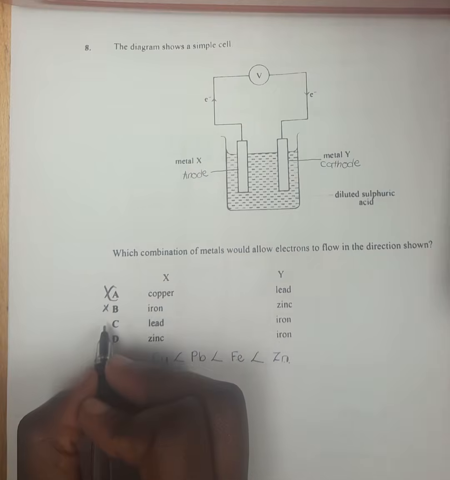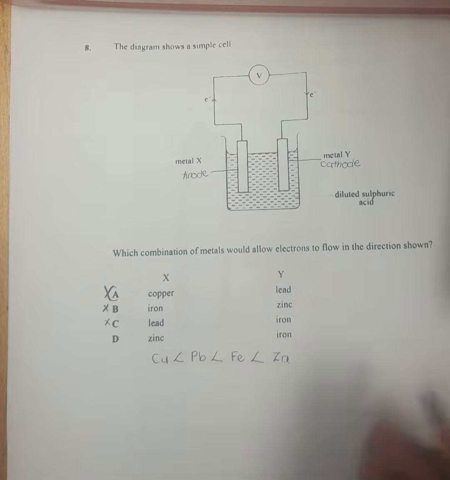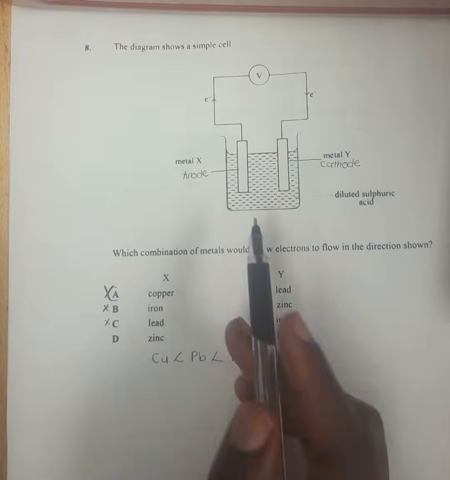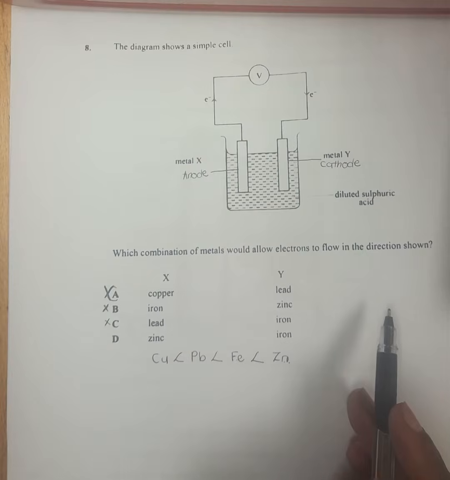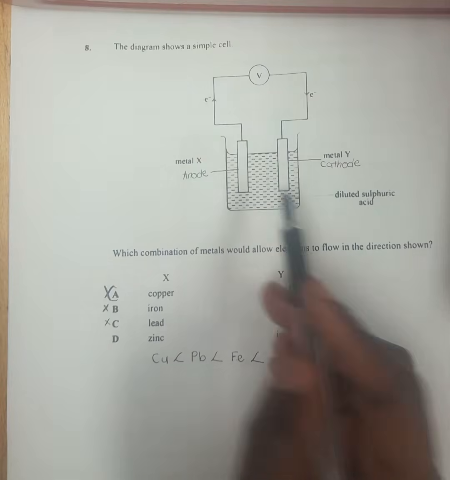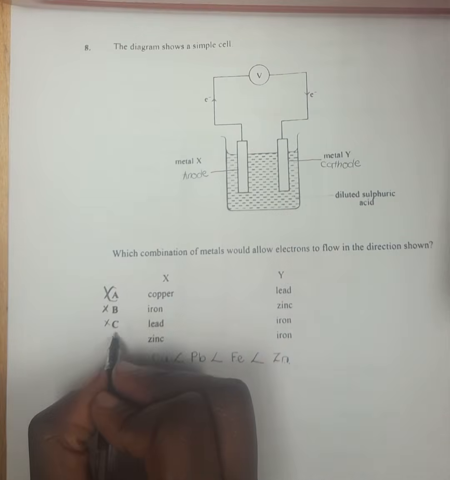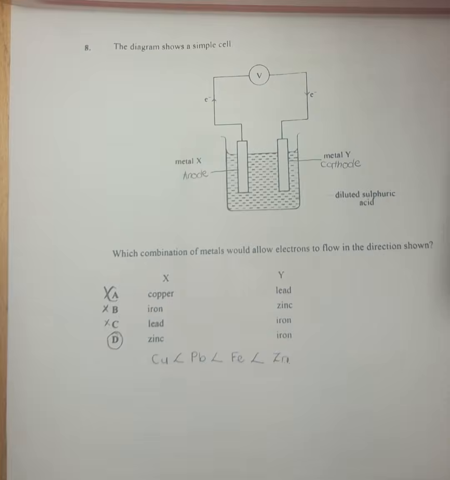Let us now see the last one, which is D. It is going to be our answer because zinc is more reactive than iron. So the electrons are going to flow from the zinc to the iron. So the correct combination is going to be D on number 8.